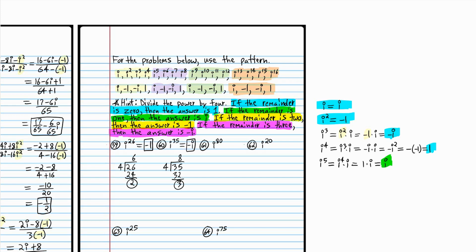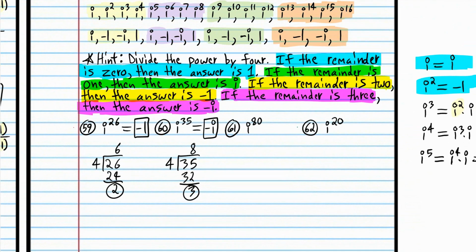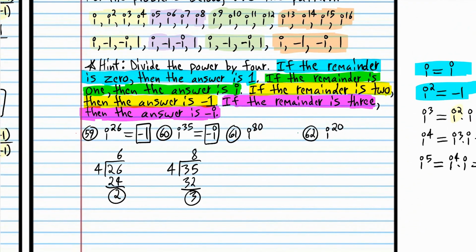Okay, so let's try number 61. I raised to the 80th power. You're going to take 80 and divide it by 4. 4 goes into 8 2 times. 4 times 2 is 8. Bring down the 0. 4 goes into 0 0 times. And the remainder, as you can see, is 0. In the blue, it says if the remainder is 0, then the answer is 1. So I to the 80th power is equal to 1.